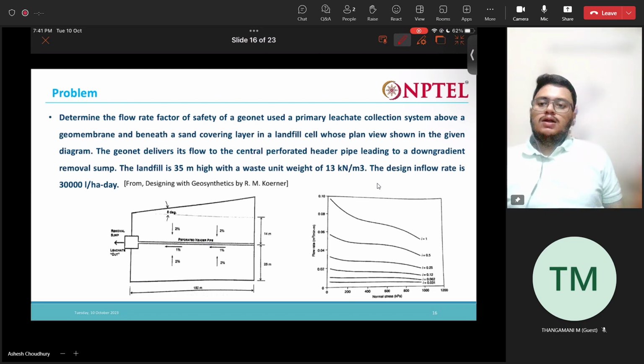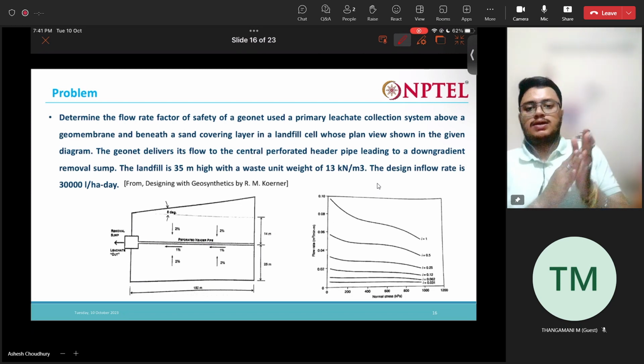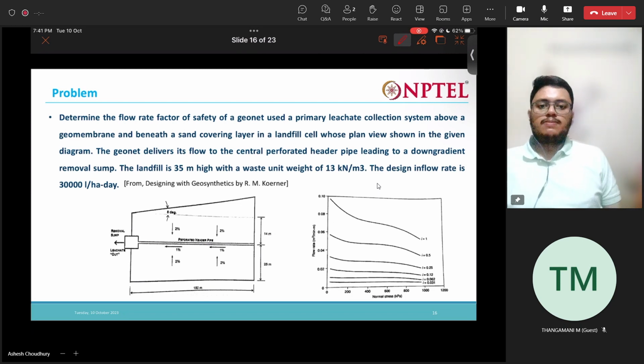Okay. Let us see this. Determine the flow rate factor of safety of a geonet used as a primary leachate collection system above a geomembrane and beneath a sand covering layer in a landfill cell whose plan view is shown in the given diagram. The geonet delivers its flow to the central perforated header pipe leading to a down gradient removal sump.